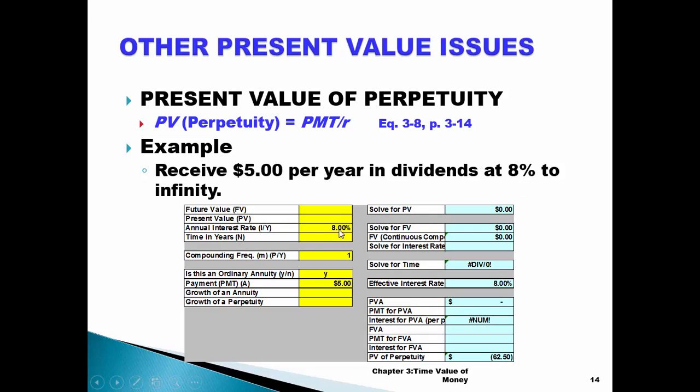So the interest rate's 8%, the payment is $5. Now we can't really put in a time figure because there's no number to plug in for infinity. And it turns out we really don't need the number. Here's the formula: it's just the payment, the cash flow, divided by whatever the interest rate is. So in this case, the present value of a perpetuity is $62.50. So you would be willing to pay $62.50 today so that you could get $5 a year to infinity.